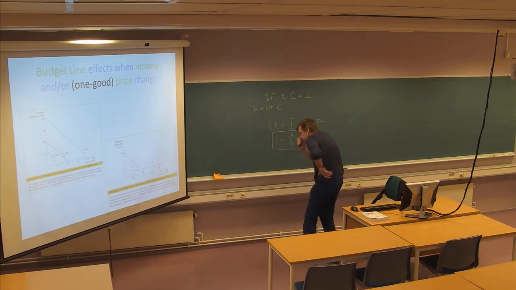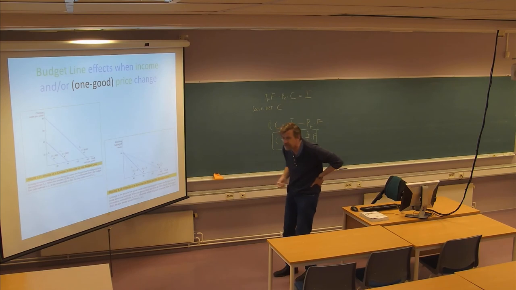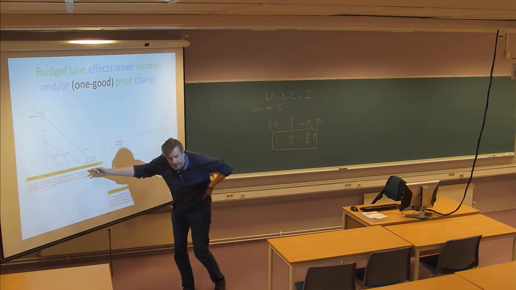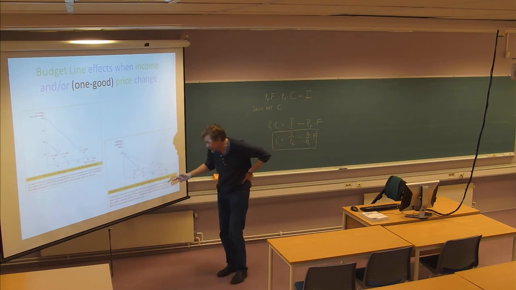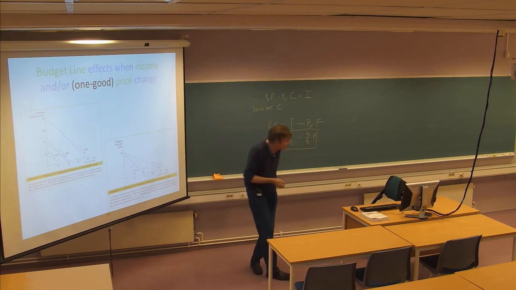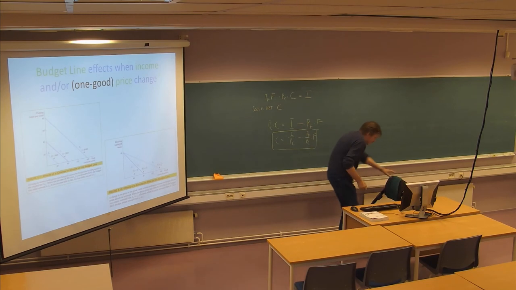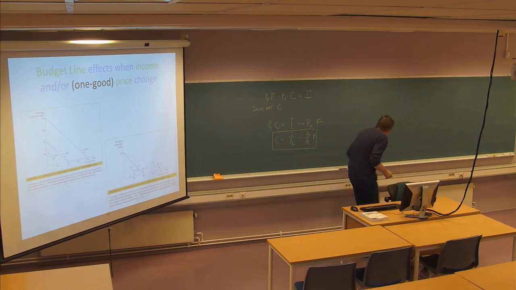And then we started to discuss these figures last time. We didn't finish completely, so let's do that today. There are two situations we look at here. One situation where we change income. That is figure 3.11. The other situation where we change one of the prices, in this case, the price on the first axis, the food price. And we look at the consequences on the budget constraint by doing these two operations. And as I more or less said last time, it should be straightforward.